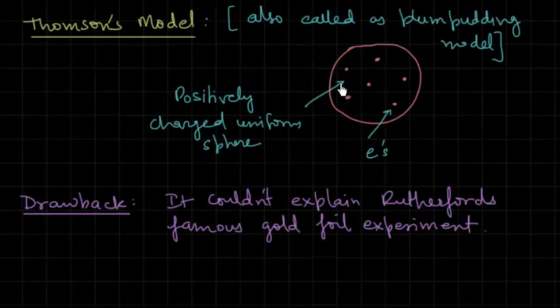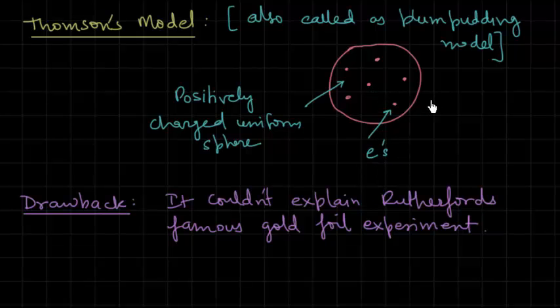Thomson's model is pretty much straightforward. It's also called the plum pudding model. He proposed that the atom consists of a positively charged uniform sphere where electrons are embedded inside. It's like a watermelon with the seeds inside. The watermelon will be the positively charged uniform sphere, and the seeds inside that watermelon will be the electrons.